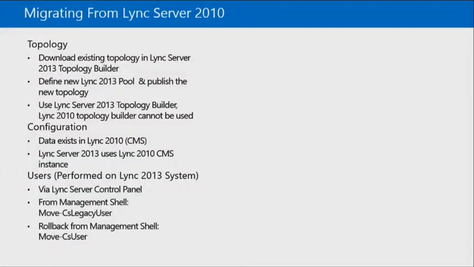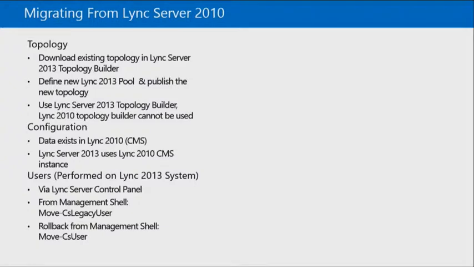Yep. Very quickly, when you migrate from Lync Server 2010 into 2013, it's a really straightforward process. You download the topology in the new topology builder, you define the new pools, and you publish using the new topology. Then you continue to use your 2013 topology. You don't use your 2010 topology builder tool anymore. Ever. Yep. You will corrupt things. Don't do it.